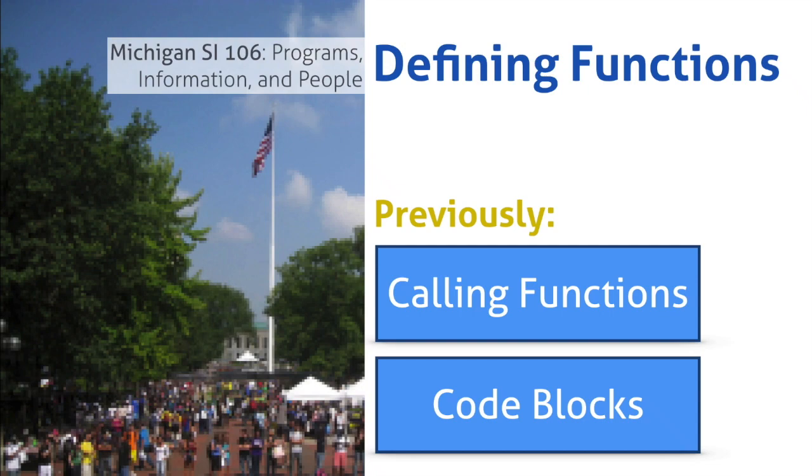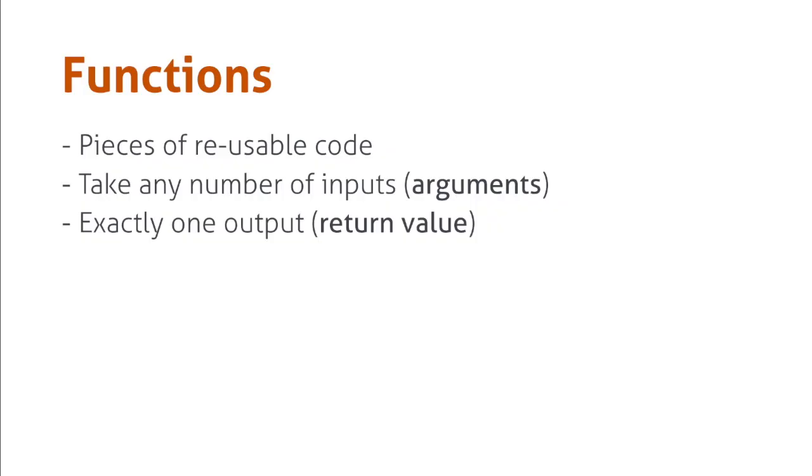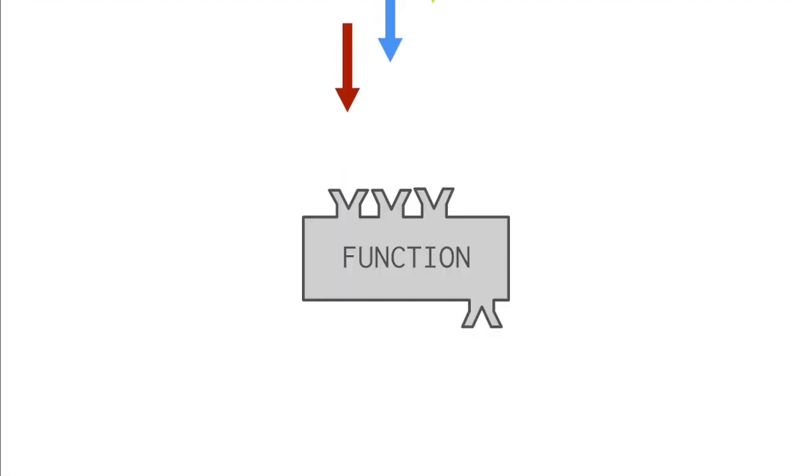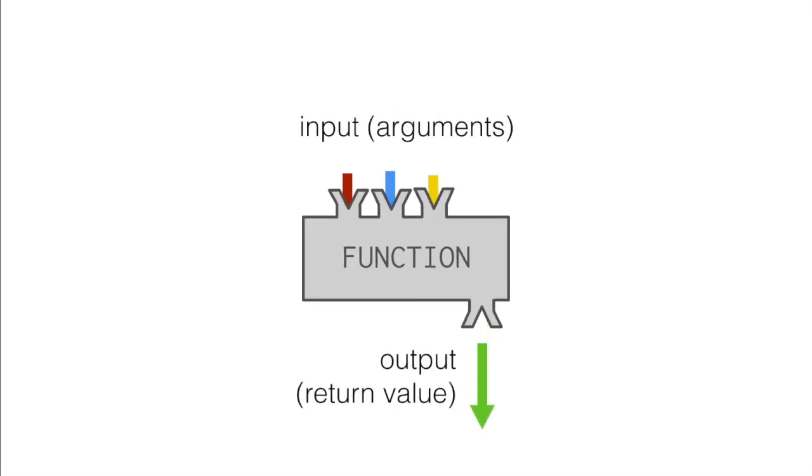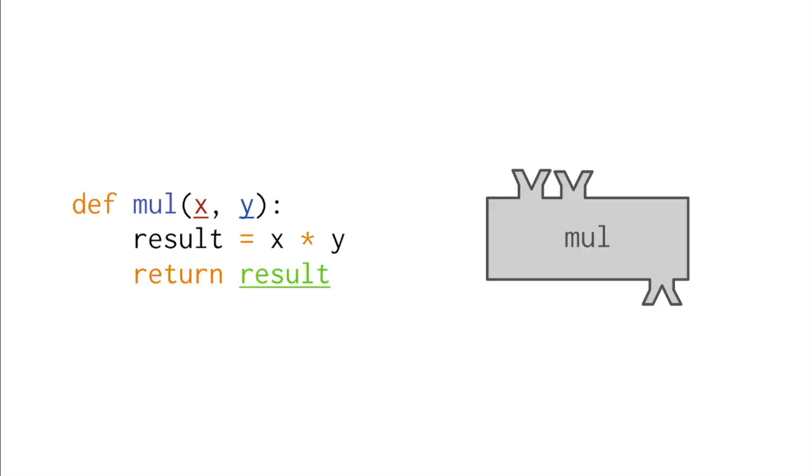So we've learned how to call functions, which again are pieces of reusable code that accept any number of arguments and have exactly one output. The arguments are like inputs, and the function does some work with these inputs and spits out an output, or return value. We can define our own functions like this.